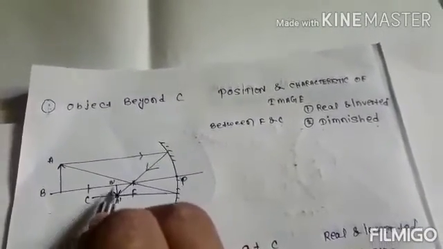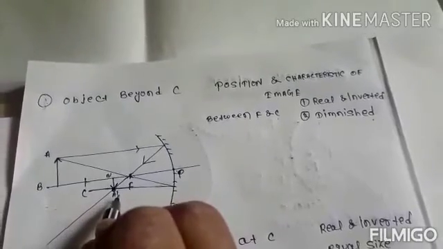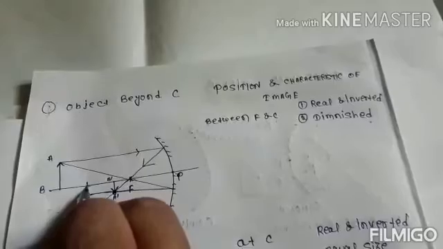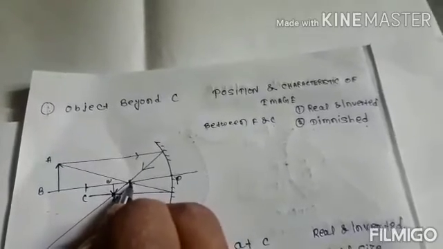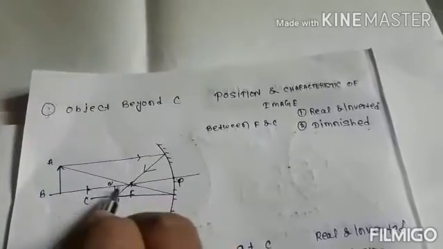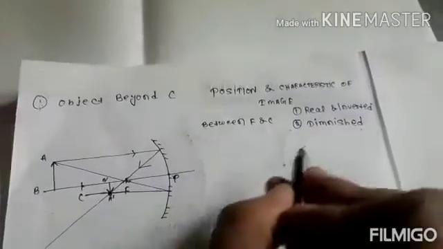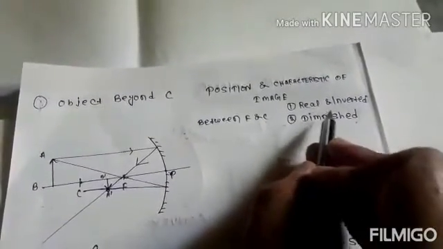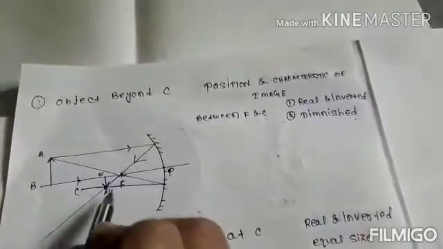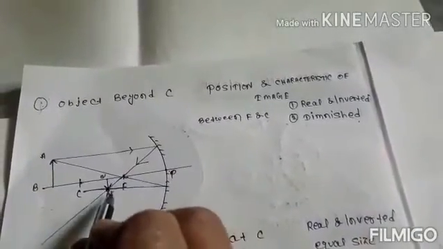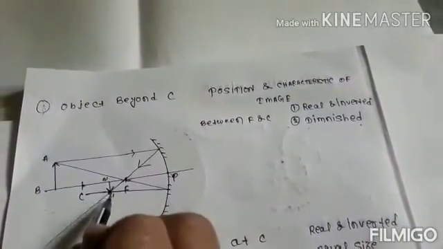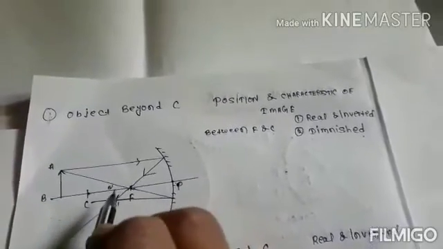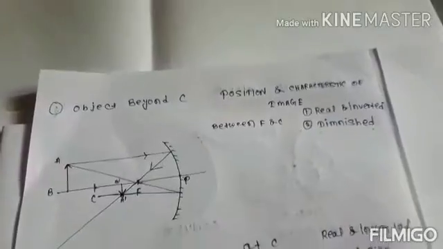That's why this image is called a real image. When the image is real, then it is always inverted. And the image is formed between center of curvature and focus. So the position of the image is between center of curvature and focus, and it is real and inverted, formed due to real meeting of reflected rays. And the size of the image is less than the size of the object, so the image is diminished. Clear?